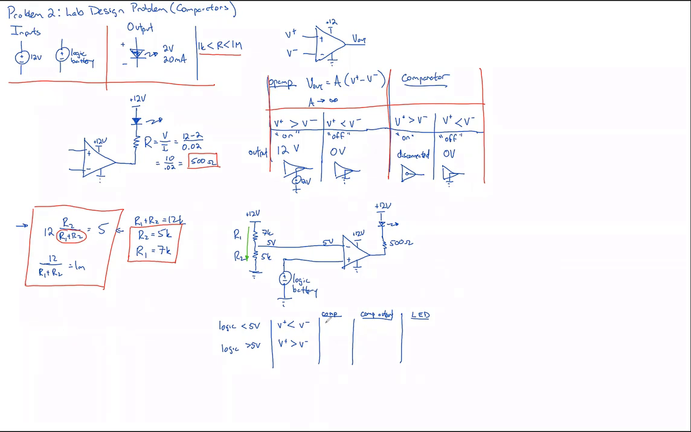Now here, the comparator is in that off-like version, so the output is going to be grounded. And here it's in the on-like version, so it's going to be disconnected. When it's disconnected, there's no place for the current to flow, so the LED will be off. When it's grounded, current goes through the LED to ground, and it's on, and this solves the problem.